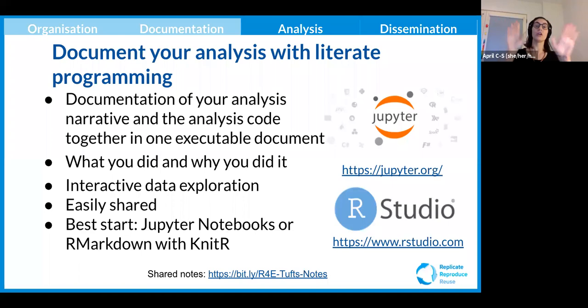So you don't have your documentation stored away separately. You have this one piece of code that tells people what you did and why you did it in the same document. It also makes it easy for people to play around with your analysis. So if you have a little chart that you created, someone could go into your code within your piece of literate programming and play around with that threshold that you talked about, that 0.5, make it 0.3. What happens to your chart then? Make it 0.8. What happens then?